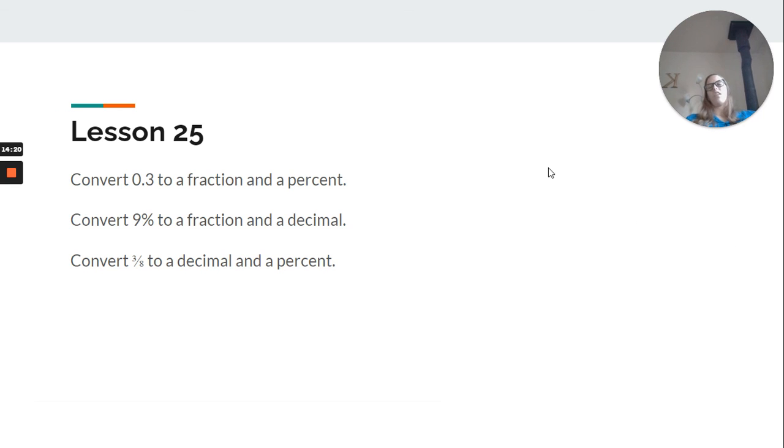Lesson 25, converting these 3. So we convert 0.3 to a fraction and a percent. 3/10, because it's in the tenth spot, is 30%. 9% is 9 over 100, because all percents are out of 100, and then 0.09, because that 9 is in the 100th spot. And for 3/8, take 3 divided by 8 to get 0.375. And we move our decimal 2 places to get 37.5%.